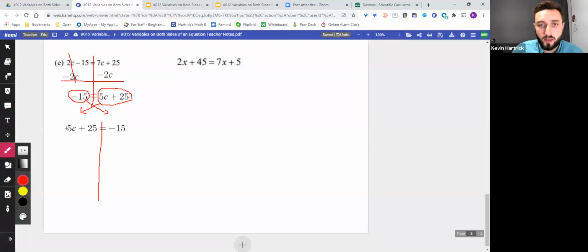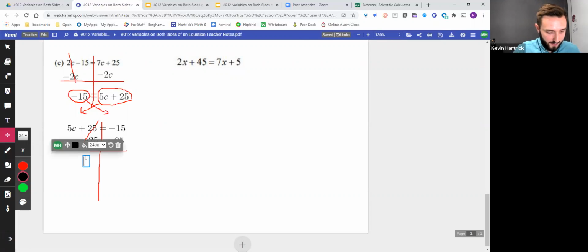So we know that the first thing that's happening to this variable is multiply by 5, and then there's an add 25. So to do the opposite, undo it, unravel it, I have to get rid of this plus 25 by subtracting 25 here, minus 25 here. Okay, that cancels these out. All I'm left with on the left-hand side is my 5c. So I'm getting closer to answering it.